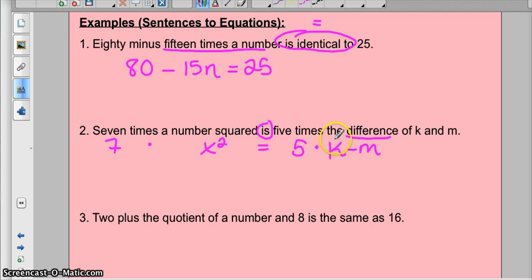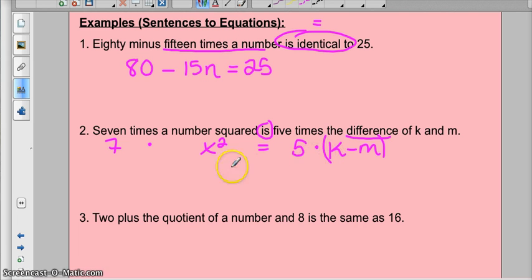Now before I scrunch this up, I do want you to notice this said 5 times the difference of k and m. So we actually want to do 5 times whatever the difference is of k and m after we subtract. So because of order of operations, if we left it like this, we would do 5 times k first. We want to go ahead and put parentheses in here so that we know we're going to do the difference of k and m first before we multiply by 5. Okay, I know that's kind of tricky, but that's how it has to be because of order of operations.